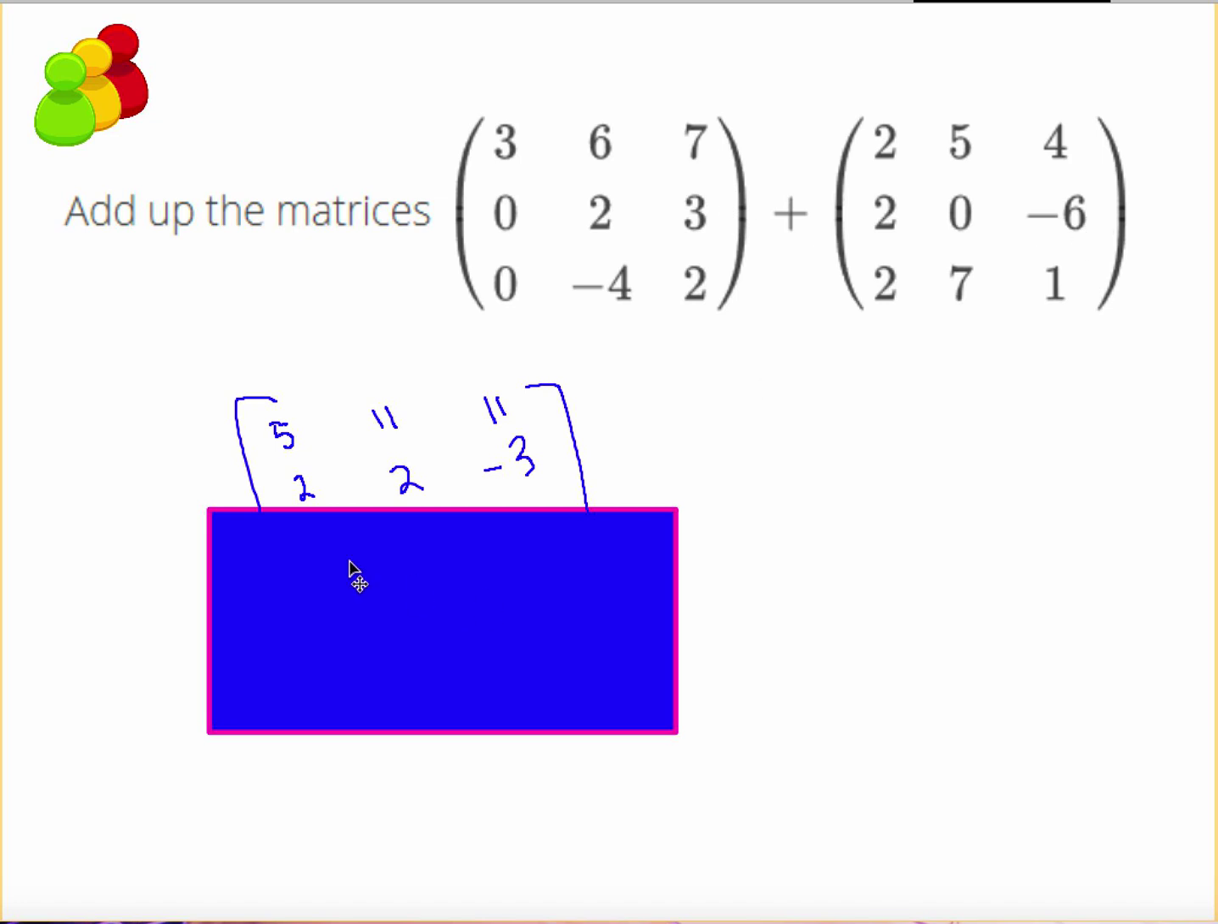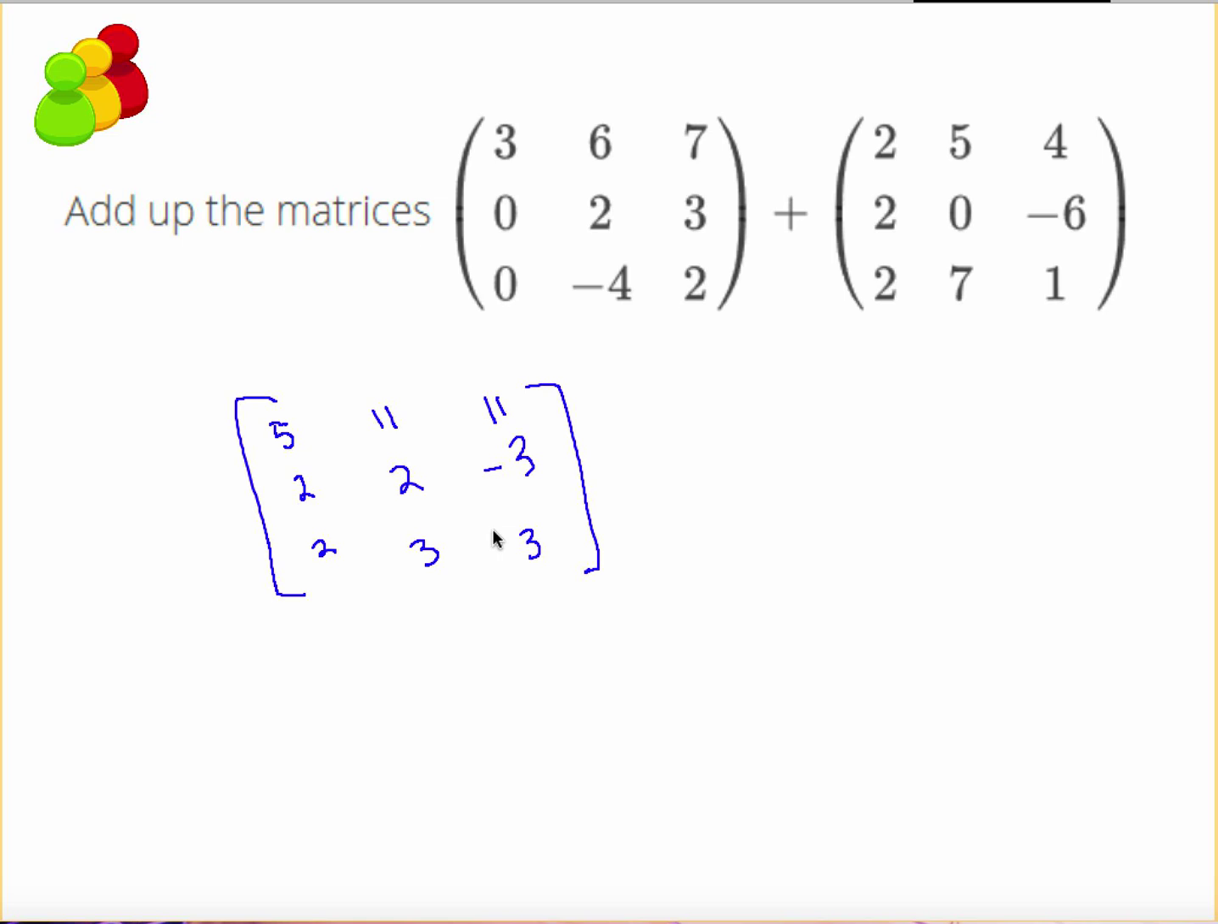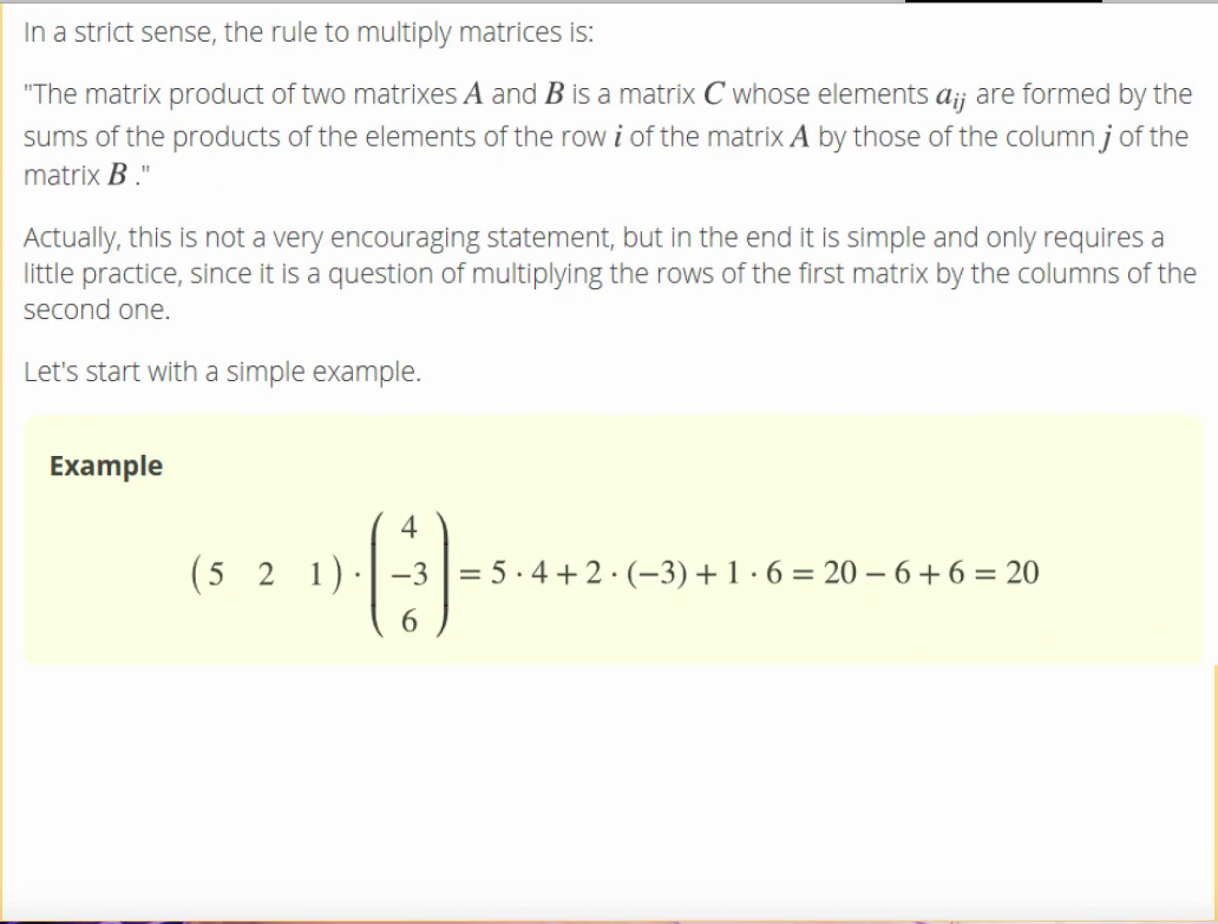is negative 3. And then for our final row, did you get 2, 3, 3? You should have, because 0 plus 2 is 2, negative 4 plus 7 is 3, and 2 plus 1 is also 3. I bet you guys got that one right. So let's move on. Let's talk about matrix multiplication.